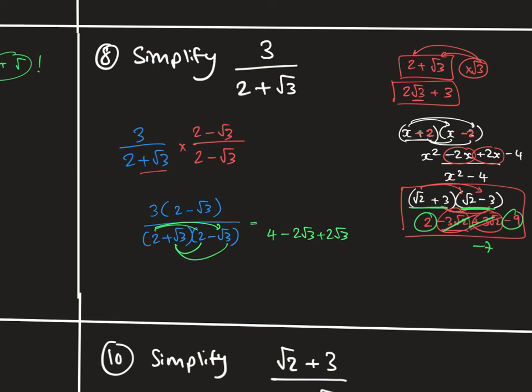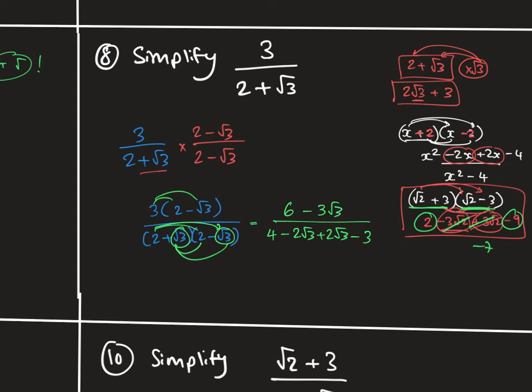And then I've got, now this is the important part, this is the root 3 positive times the negative root 3, which will just give us 3. But of course it's minus because a plus times a minus gives a minus. And on the top here, if we expand this out, 3 times 2 is 6, and 3 times negative root 3 will be minus 3 root 3.